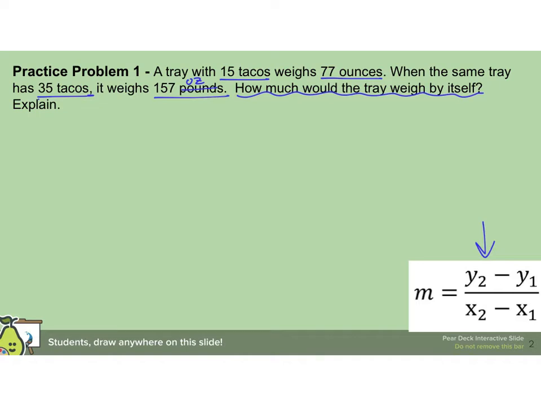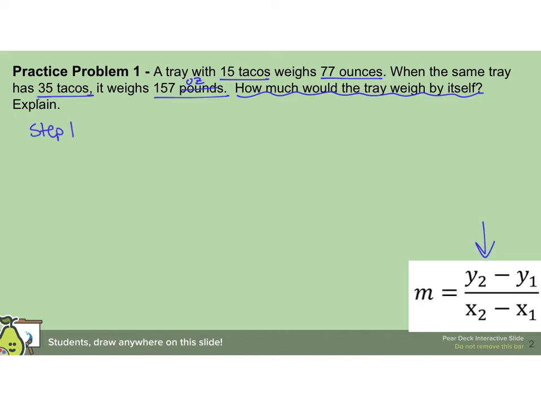Whenever you have a rate of change problem, and why it's a rate of change problem is we want to figure out how much does each taco weigh by itself. What's the weight of each taco? Then we can figure out the tray. So step 1 is you got to find your 2 ordered pairs. And we had some practice with this last week.